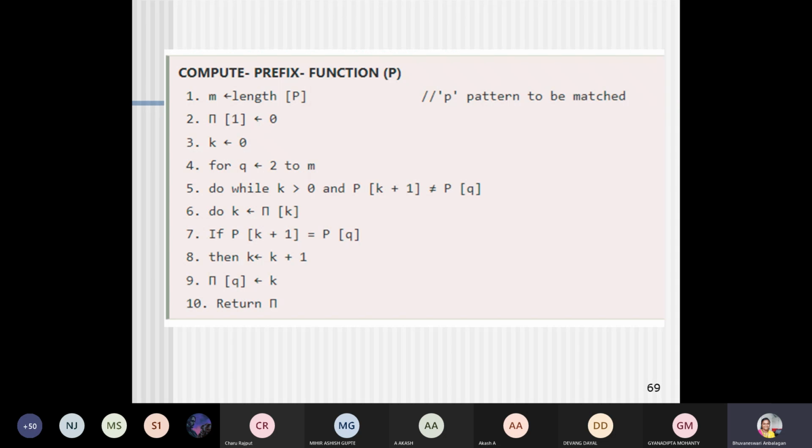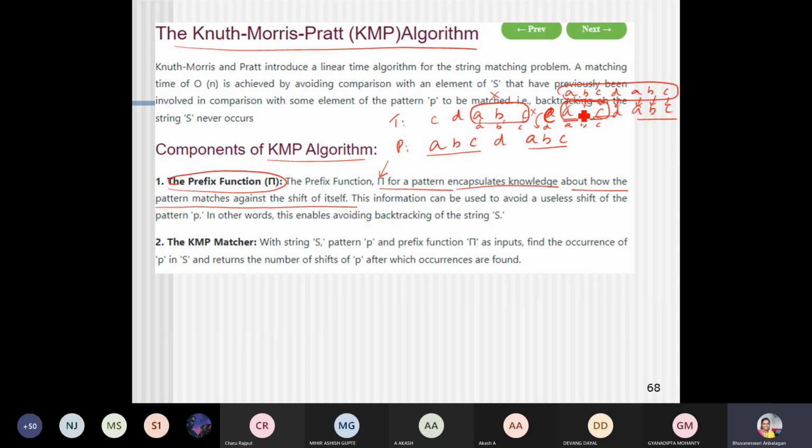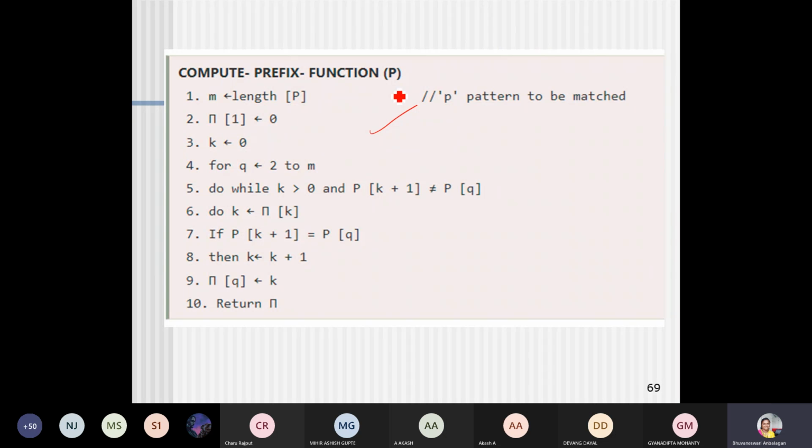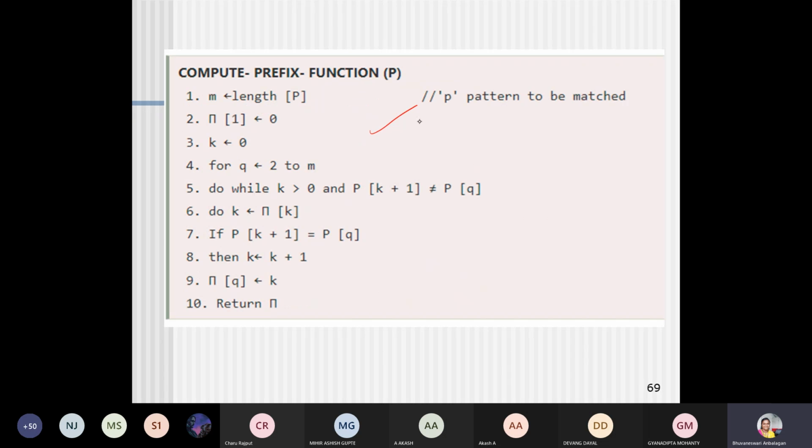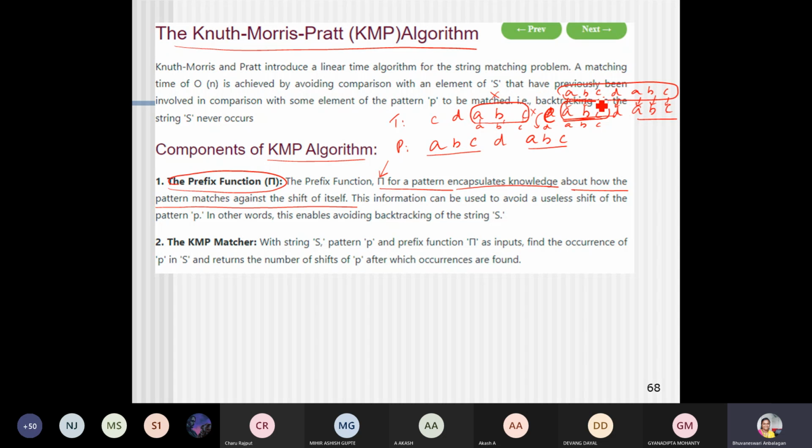Yes. Shall I go to the next thing? This is going to be the logic. The same logic which I have told you is being given here as a prefix function, and this is going to be the pseudocode for this KMP matcher. I'm not going to trace this algorithm. Instead, you should know how this particular pattern will work.